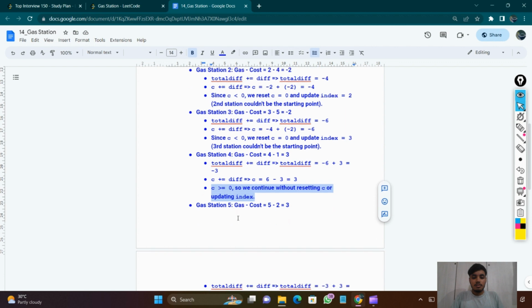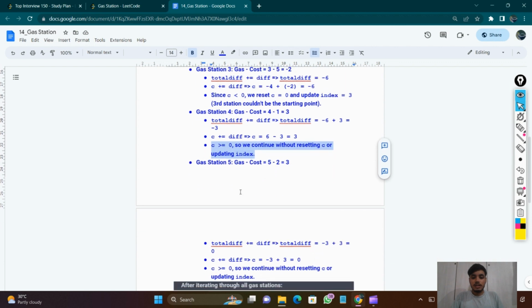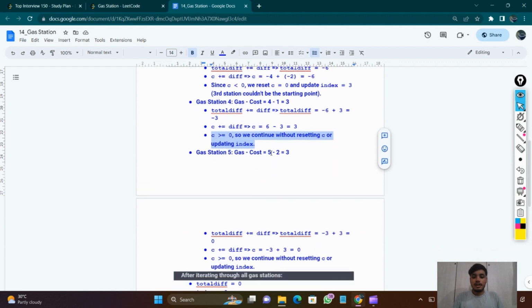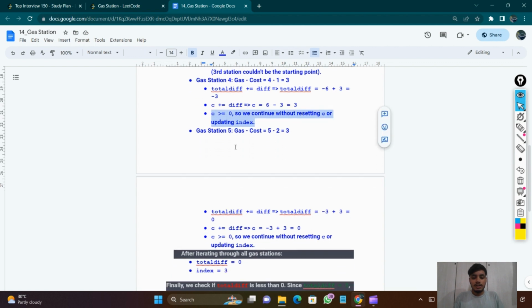station. Now in the fifth station, when you check gas minus cost, so we already have 5, and for this you require 2, so it is going to be 3. Now we have done the same in all the conditions, so we do this and again we update our c. So here c is going to be 0, which is greater than equal to 0. So what we do, we continue without resetting. So now at this position our iteration stops and our index is stored at 3, because here we have changed our index to our third index.